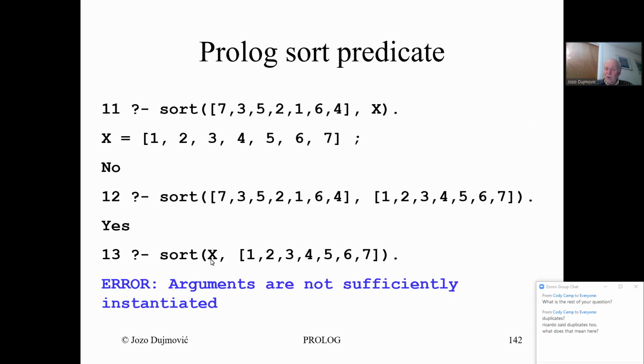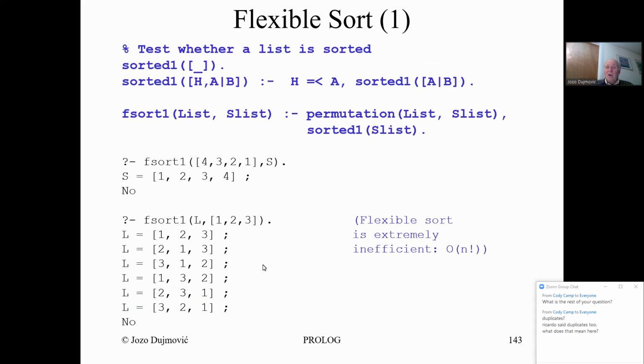And if you try to sort X to get X so that the sorted list is 1, 2, 3, 4, 5, 6, 7, the error will be arguments are not sufficiently instantiated, and you cannot do that. Now, if we want to make a flexible sort, we can do that by using a homemade sort. And this homemade sort will be done in this way. We are going to sort a list to get a sorted list.